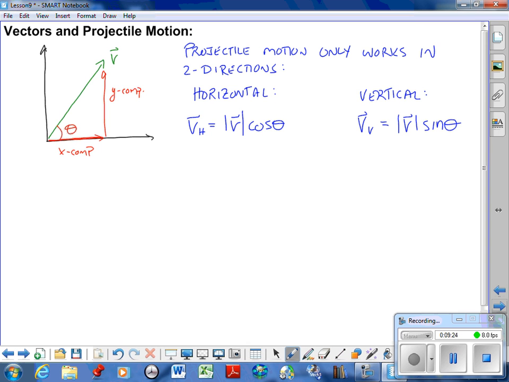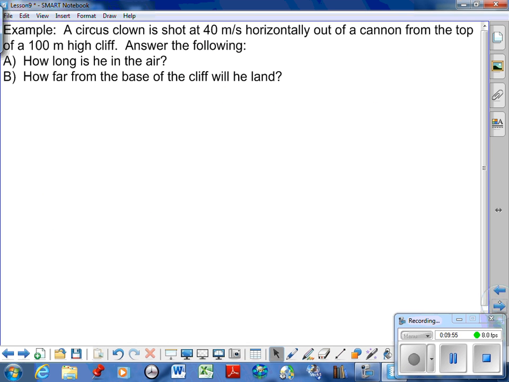So we are taking that vector notation. Remember we said that vector V equals magnitude of V cos theta i plus magnitude of V sine theta j. Those 2 components, we're using those as our horizontal and our vertical velocities. Because what we're going to do for projectile motion, we are going to split projectile motion into 2 types of questions. We're going to break it into a vertical and we're going to break it into a horizontal.